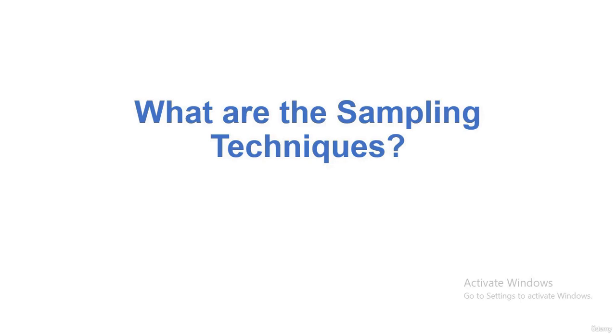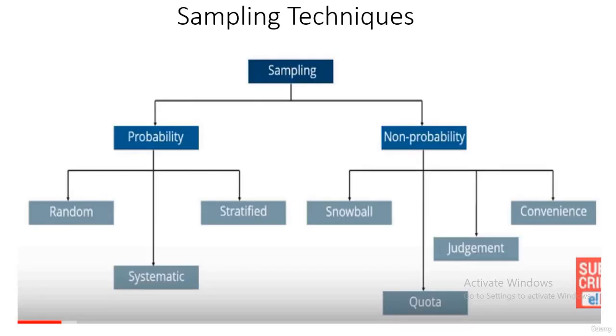Okay, now what are the sampling techniques you need to follow? The sampling techniques can be mainly probability or non-probability. We'll focus more on the probability, that is random, stratified and systematic. Though there are non-probability also like snowball, quota, judgment and convenience, we'll focus on the probability.